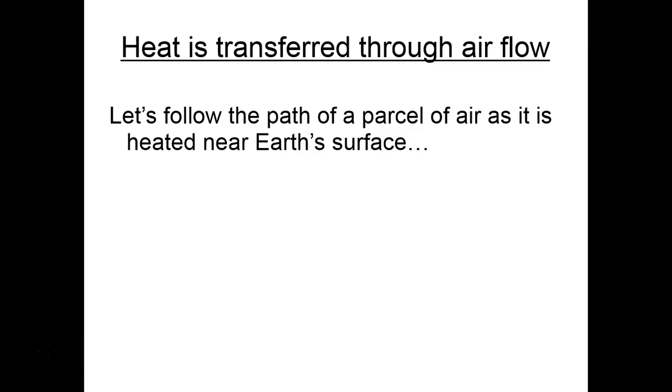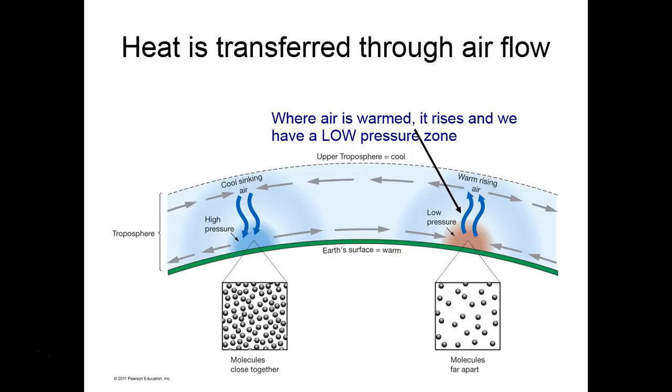So heat is transferred through airflow in this way. We're going to follow the path of a parcel of air as it is heated near Earth's surface. In this image, the green represents Earth's surface, the light blue represents the troposphere, and the little dashed line up here represents the tropopause. Remember that as you go from land up into our atmosphere, the temperature gradually gets colder.